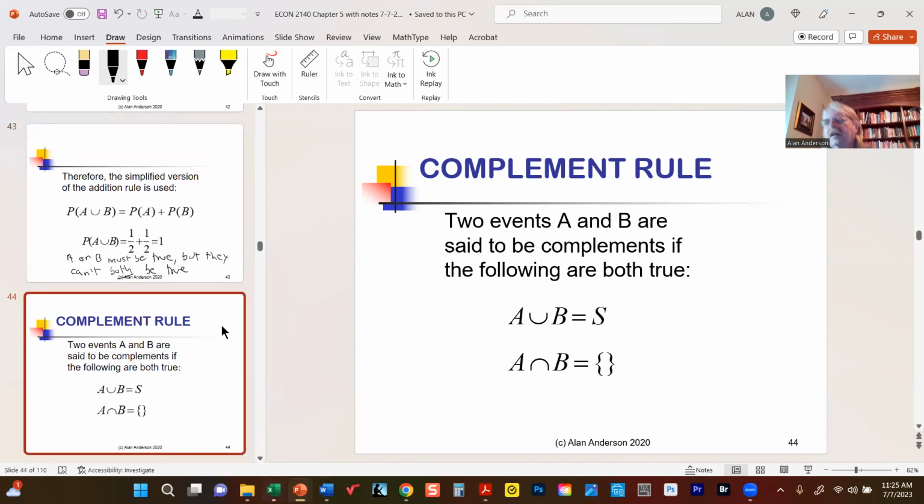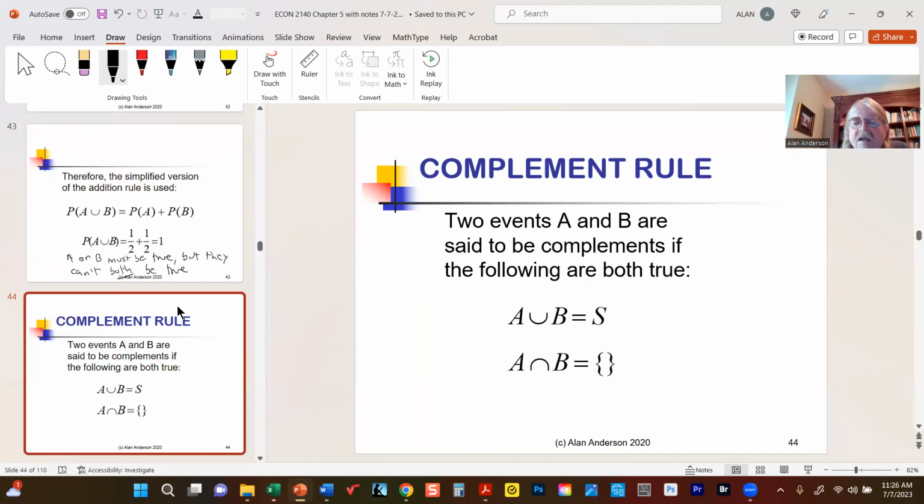Now, normally in English, the word complement means that two things are somehow related to each other. If you took a course in economics, you might recall that two goods are said to be complements if they're consumed at the same time, like peanut butter and jelly, or spaghetti and meatballs. Well, here, it means something a little bit different, but the two are very closely related to each other in an important way. In order for A and B to be complements, we have two conditions that must be met.